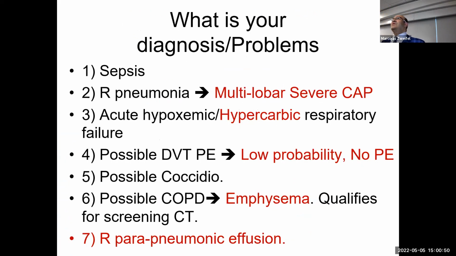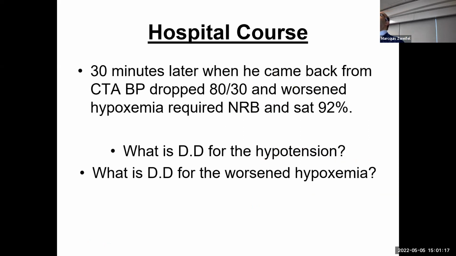So now, after what we learned extra from the investigations, he has sepsis. He's not just right pneumonia, he has multi-lobar pneumonia, and he has severe community-acquired pneumonia. He's in acute hypoxemic and hypercarbic respiratory failure. No DVT. We had low probability in the Wells and no PE in the CT. Possible coccidia, we didn't do anything for that. Possible COPD, our CT shows emphysema, so he has COPD, and right parapneumonic effusion based on the chest X-ray. This is how we modified our problem list.